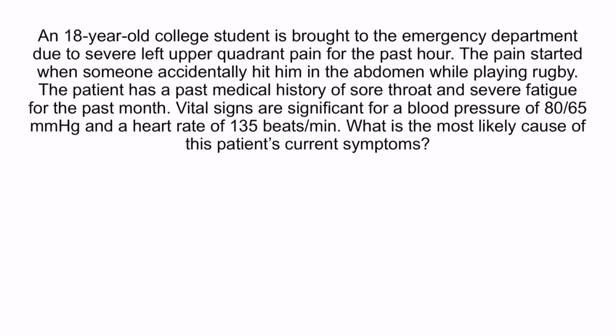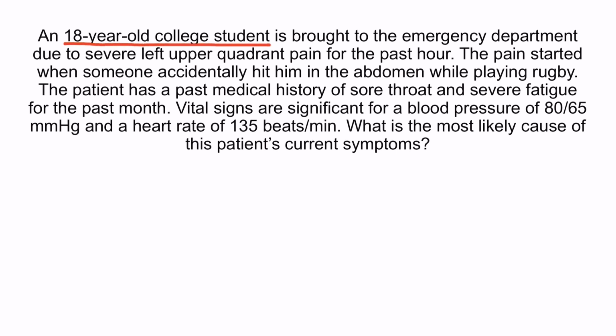An 18-year-old college student is brought to the emergency department due to severe left upper quadrant pain for the past hour. The pain started when someone accidentally hit him in the abdomen while playing rugby. The patient has a past medical history of sore throat and severe fatigue for the past month. Vital signs are significant for a blood pressure of 80/65 and a heart rate of 135. What is the most likely cause of this patient's current symptoms?